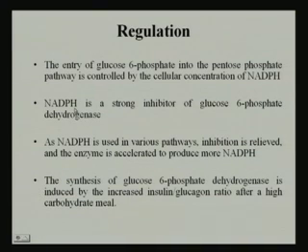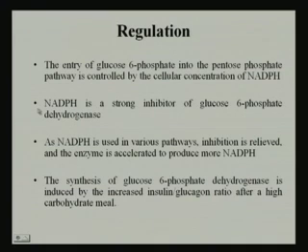Now, regarding the regulation of this PPP pathway, we can find that the entry of glucose 6-phosphate into the pentose phosphate pathway is controlled by the cellular concentration of NADPH. NADPH is a strong inhibitor of glucose 6-phosphate dehydrogenase. That means the reaction is controlled by NADPH and glucose 6-phosphate dehydrogenase. As NADPH is used in various pathways, the inhibition is relieved and the enzyme is accelerated to produce more and more NADPH.